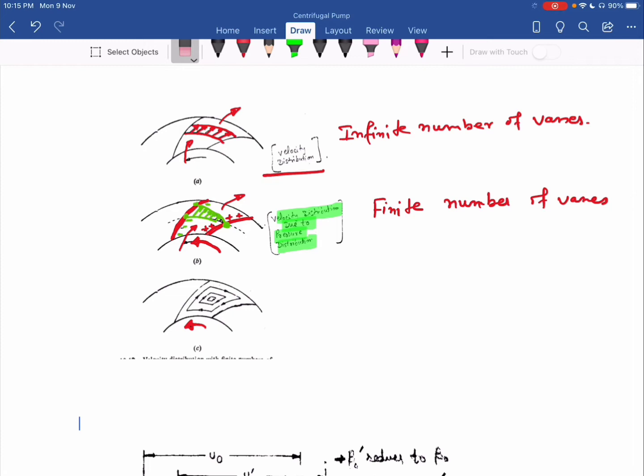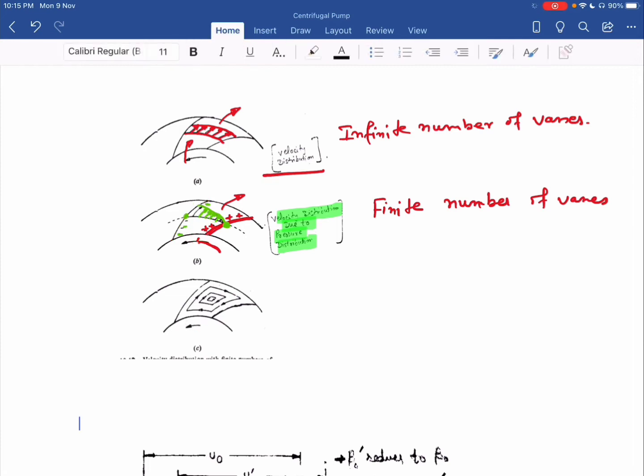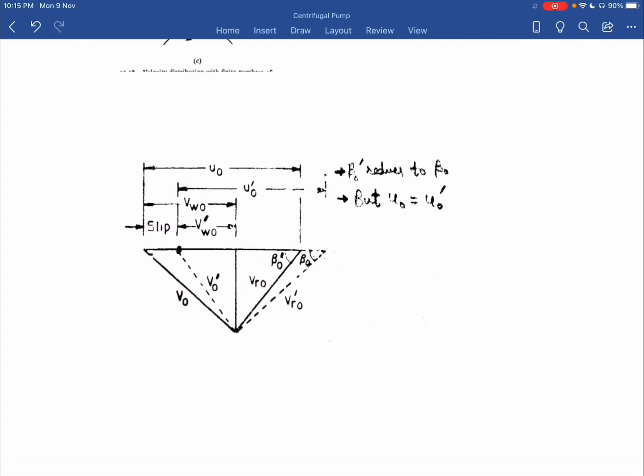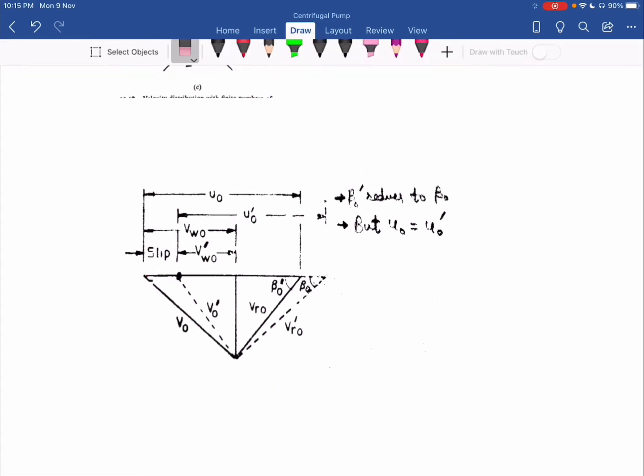The velocity diagram at the outlet of the impeller. Now we have the initial velocity diagram, that is this one with thick lines. This is V0 and this is VR0 and the angle is beta 0 dash. This angle is beta 0 dash. This one is the tangential velocity U0 at the outlet. And this one is the VW0, the whirl component of velocity at the outlet. So this diagram is for when we have an infinite number of vanes.